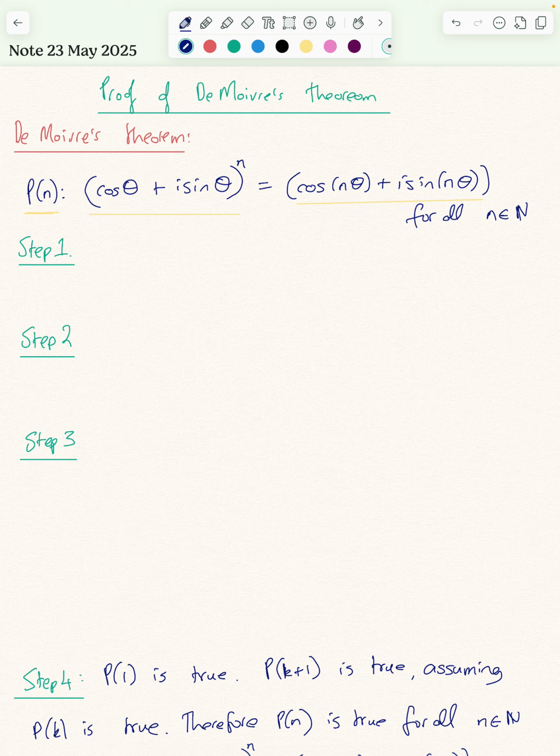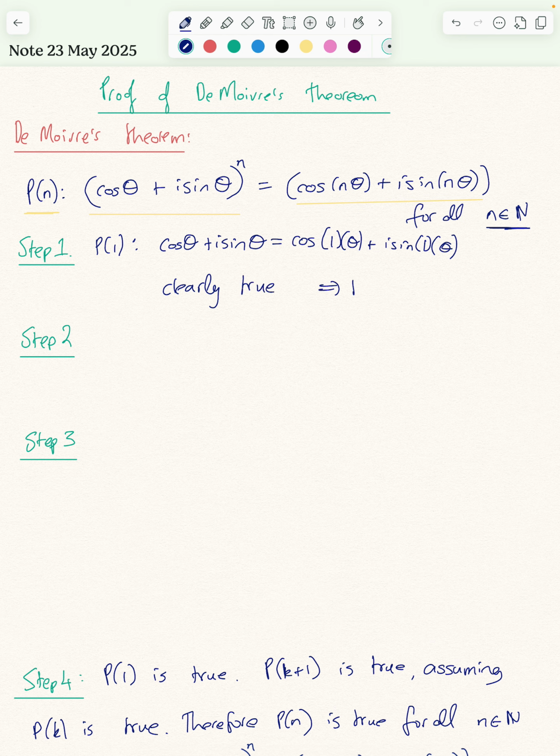So for this first step of induction, we prove that the statement is true for the very first value of n, which in our case is n equals 1. So we're going to prove P1 is true. And P1 is the statement that (cos theta + i sin theta)^1 is equal to cos(1 times theta) plus i sin(1 times theta), which is clearly true. Therefore P1 is true.